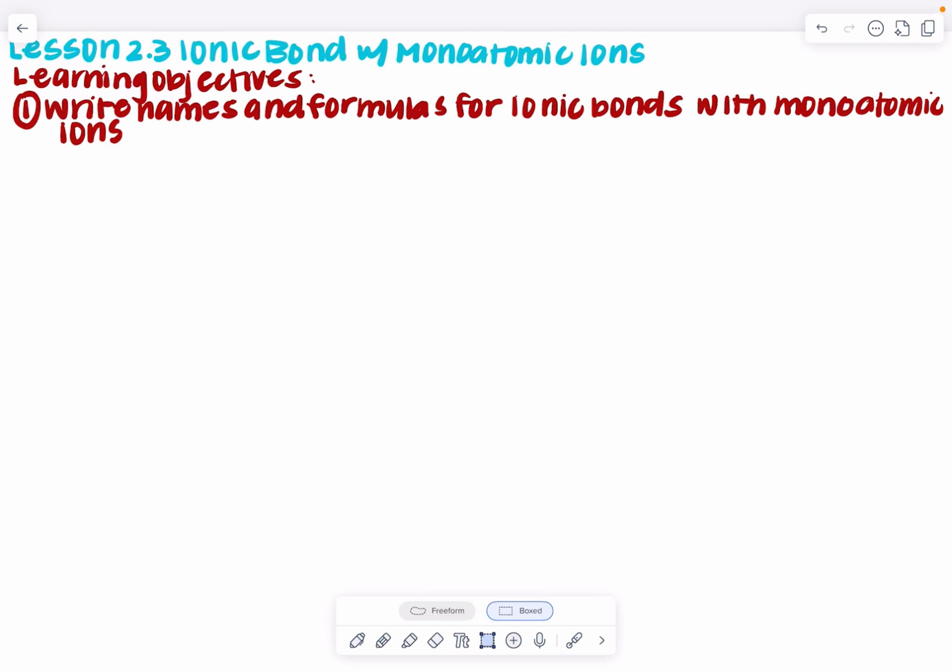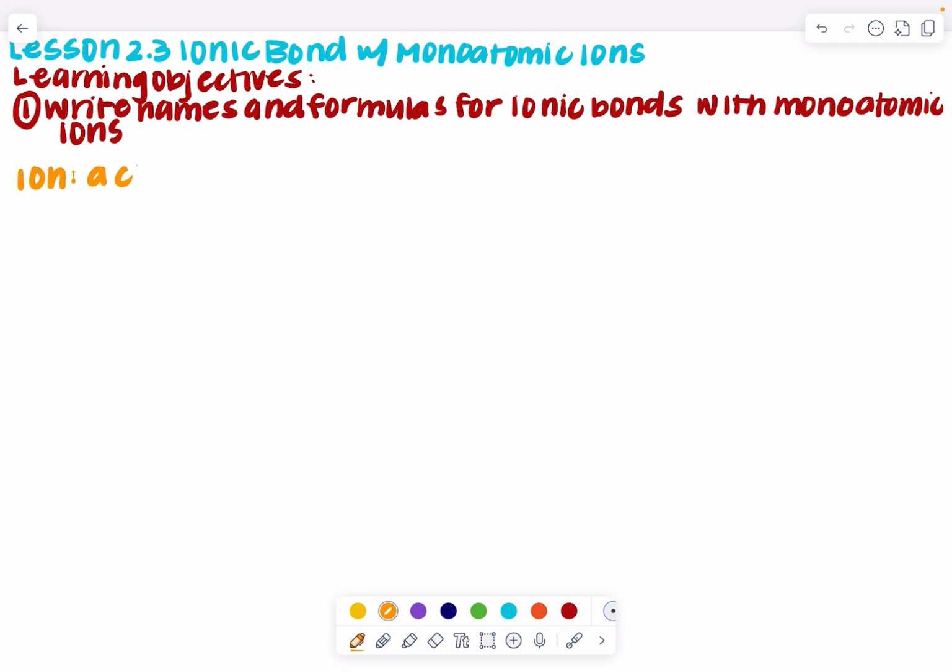Hi, we're going to continue our discussions around ions. Specifically, today we're going to learn how to name ionic bonds with monoatomic ions. We'll talk about what that means, and we're going to be able to give the formulas for them. Before we get into that, let's just review what an ion is.